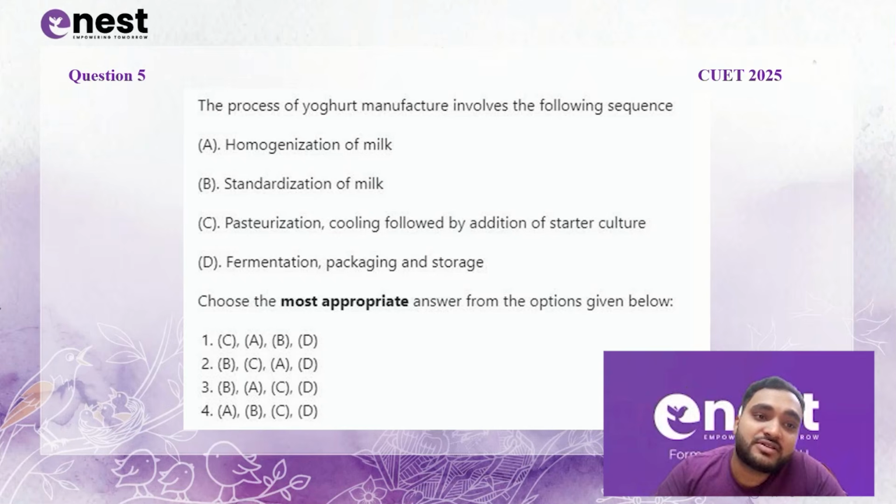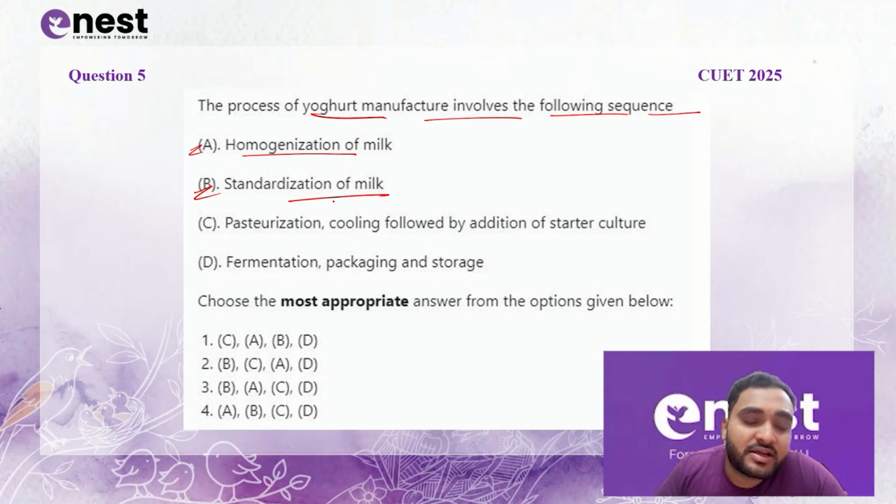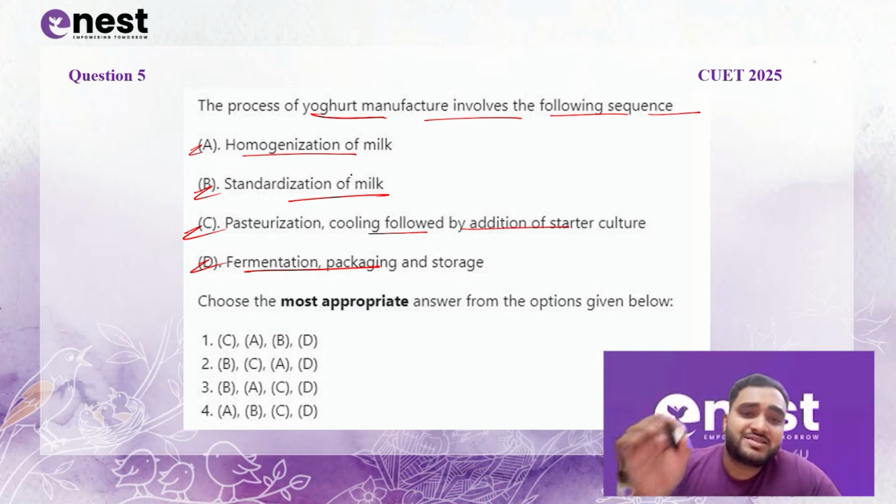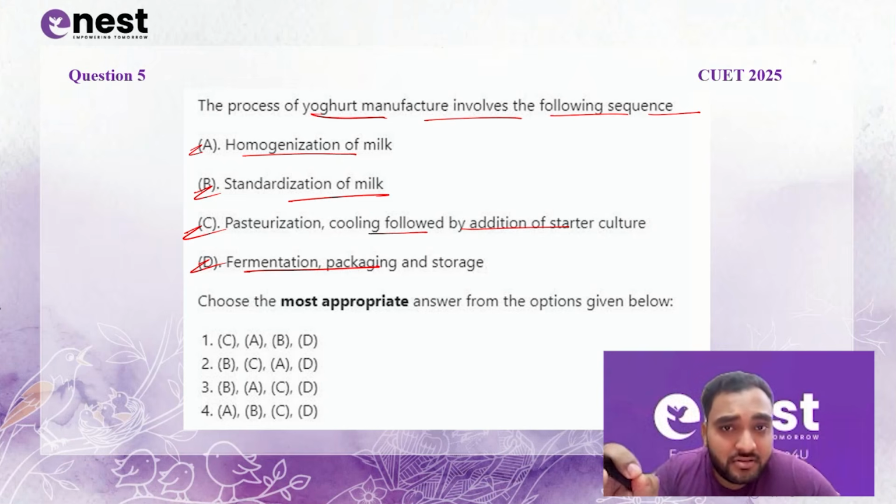Coming on to the next question, which we have is the process of homogenization. The process of yogurt manufacture involves the following sequence, and the steps which are given are homogenization of milk, standardization of milk, pasteurization followed by cooling and addition of starter culture, and fermentation. So always remember, standardization will be the first step in a dairy plant, because as soon as the milk is received, you never know what is the SNF of the milk, you never know what is the fat percentage and all. So you will determine it via the machines which are available, and then you will add or remove the substances. For example, fat is extra, so you will remove some fat and bring it down to the required level. So standardization is always the first step.